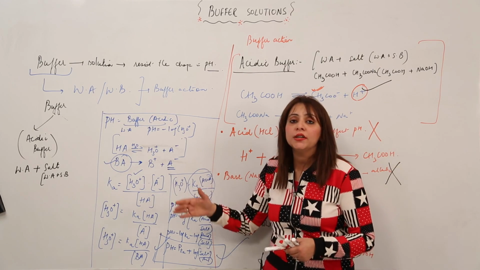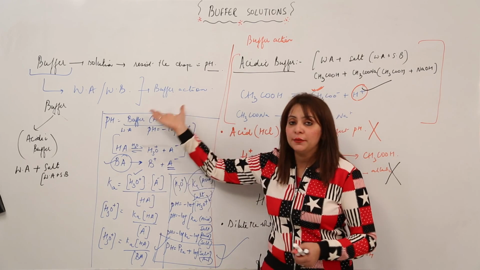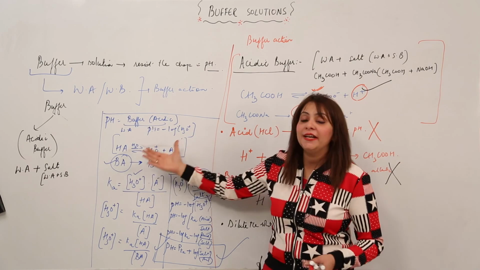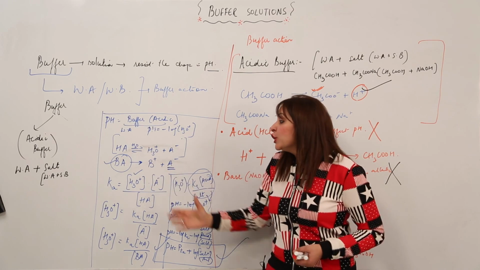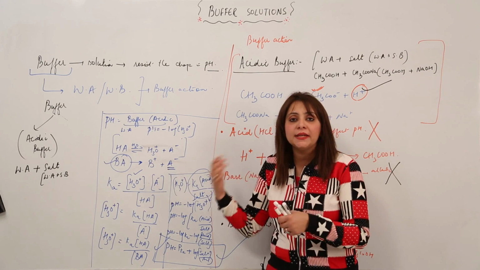So this is what actually the acidic buffer is. So I think you are clear on what the buffer solution is, you are clear on what the acidic buffer is, you are clear on how you can find the pH for an acidic buffer, right. So in a similar manner we are going to do it again now for the basic buffer.